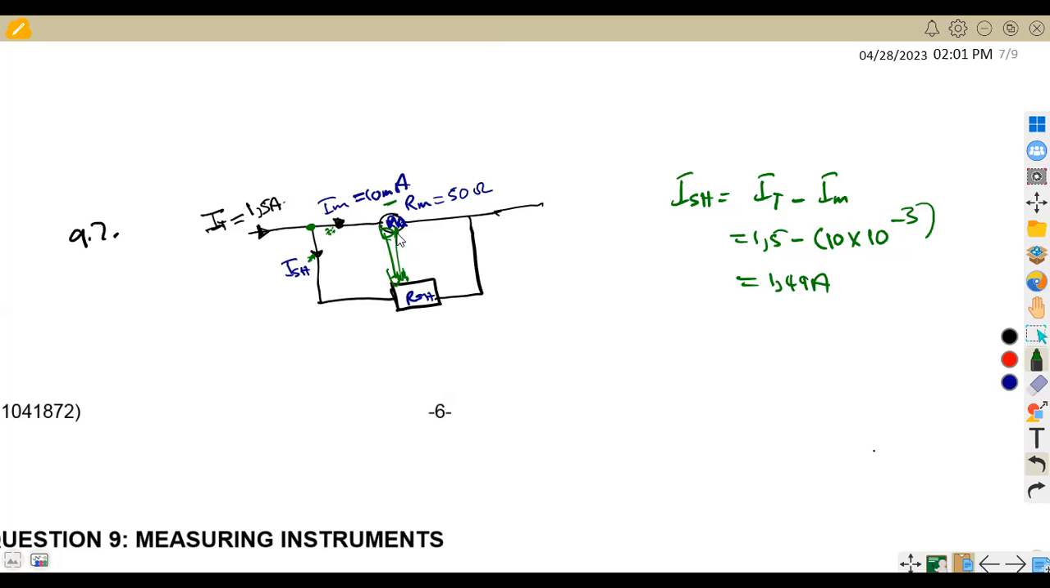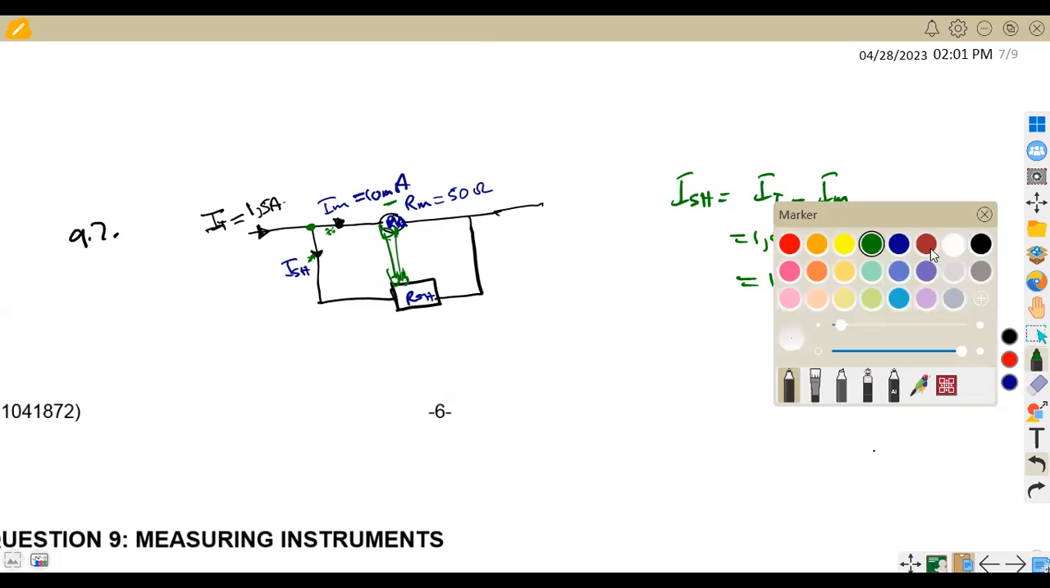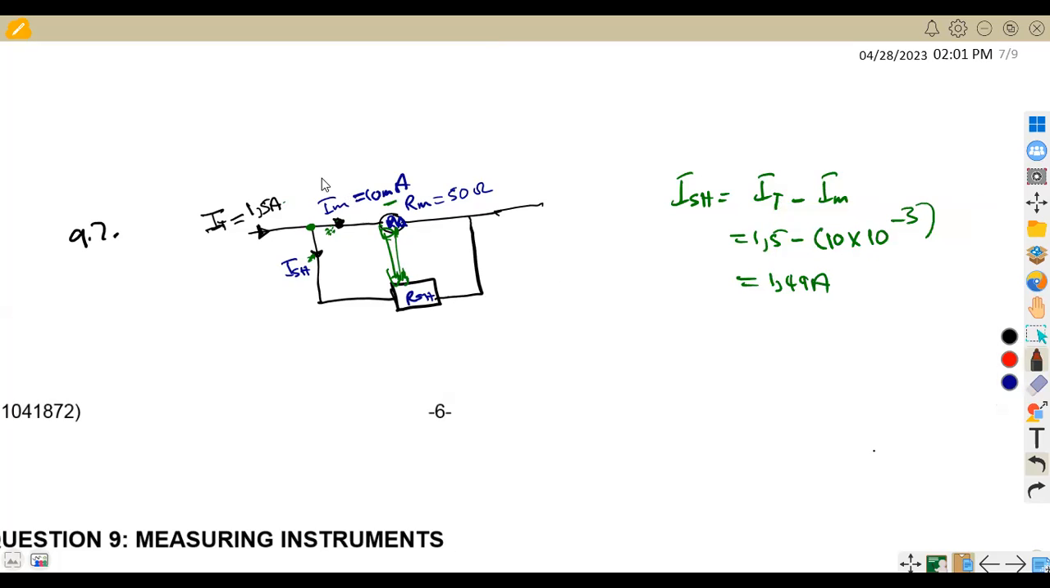But remember, in parallel, the voltages are the same. So using the idea that the voltages are the same, we are going to have voltage from current times resistance. Remember, current times resistance gives us voltage. So this is the same as the voltage that we are going to have across the shunt resistor, which is the shunt current times the shunt resistor. This gives us a voltage drop. So to calculate RSH, we can divide both sides by the shunt current. So this gives us the resistor across the shunt.